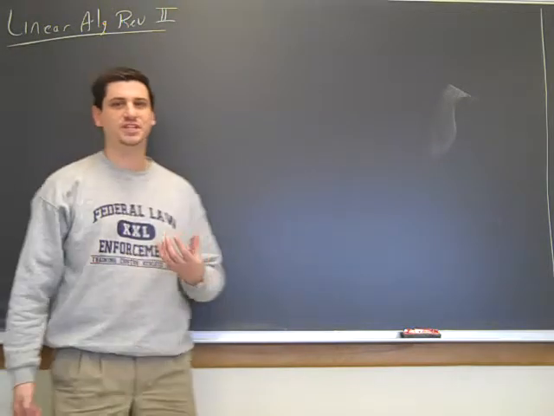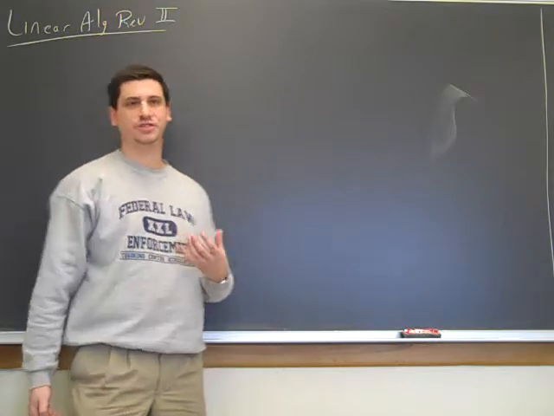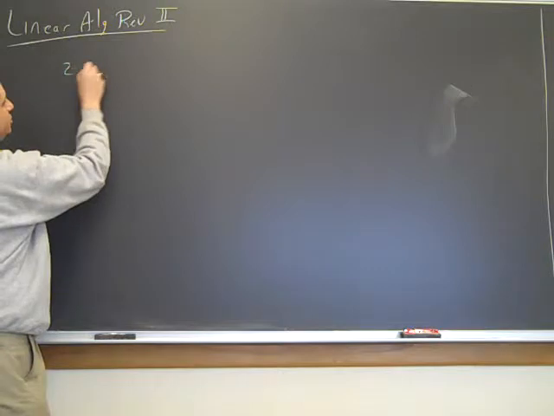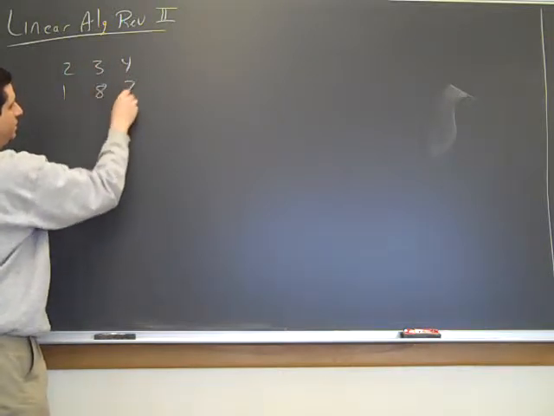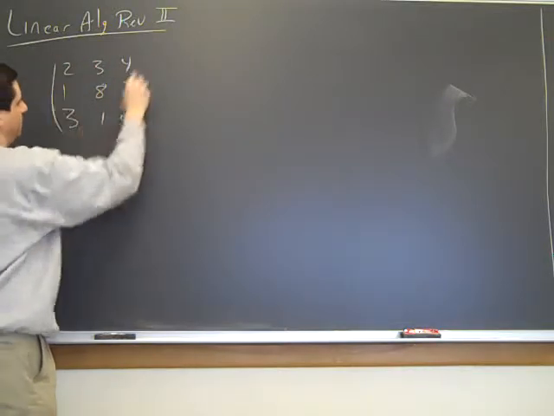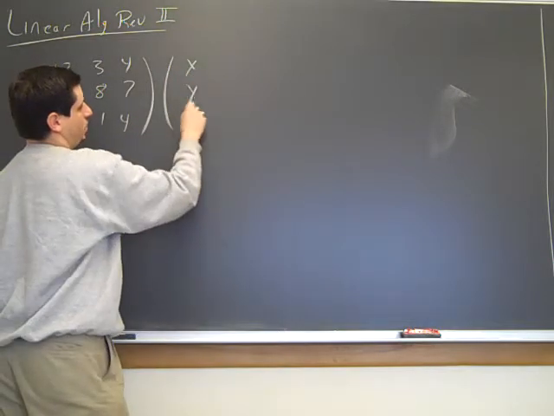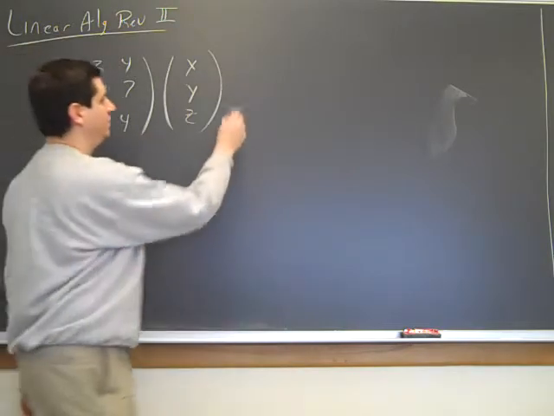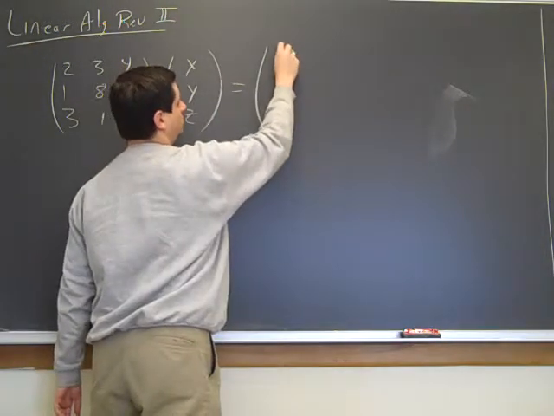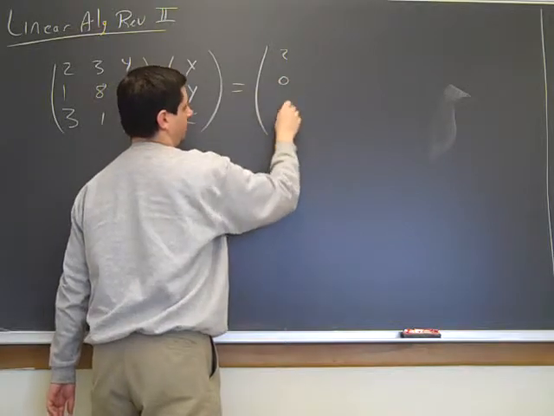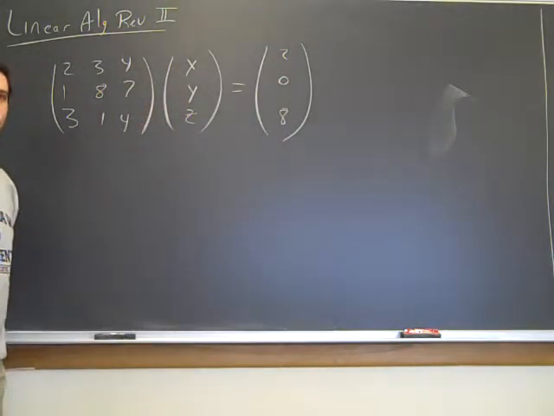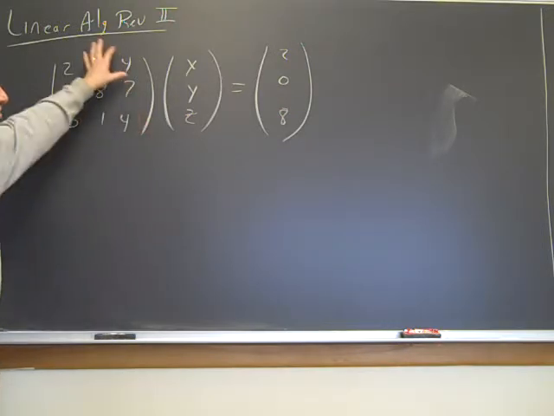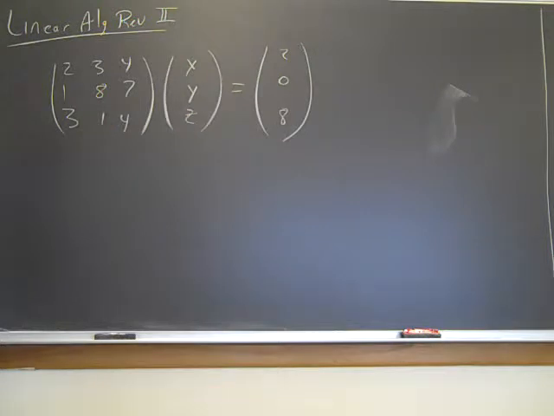And so what we're going to talk about today is interpretations of what a matrix is. So if we have a system of equations, we could write it in matrix form, maybe as 2, 3, 4, 1, 8, 7, 3, 1, 4, times X, Y, Z. And so here is some system of equations, and maybe we tell you we want it to equal 2, 0, 8. And then the question is, what are the choices of X, Y, and Z that solve this? So there's different techniques you can use to try to figure this out.